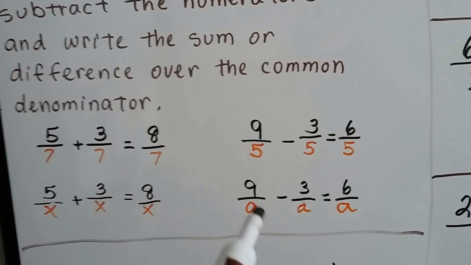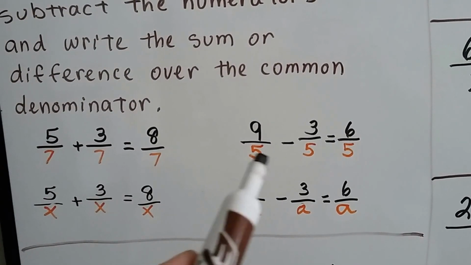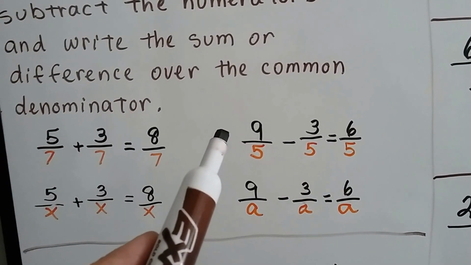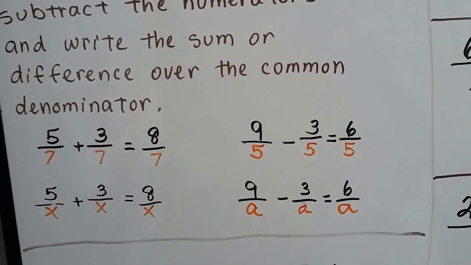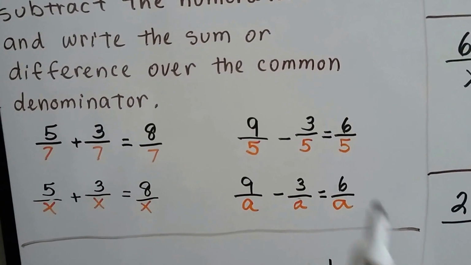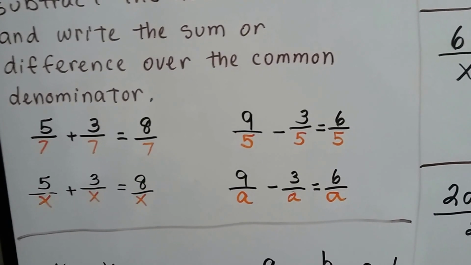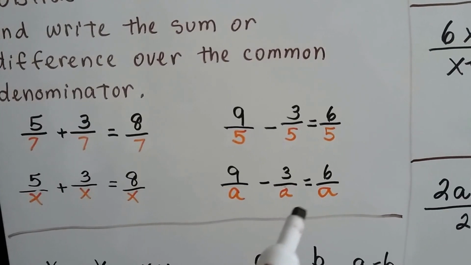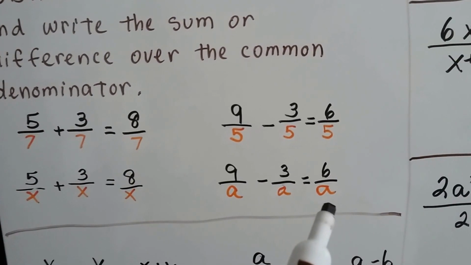For subtraction with like denominators, we just slide that denominator over and subtract the numerators. So 9/5 minus 3/5 would be 6/5. We could simplify that to 1 1/5 too if we wanted to, couldn't we? 9 over a minus 3 over a. We subtract the numerators and we get 6 over a.